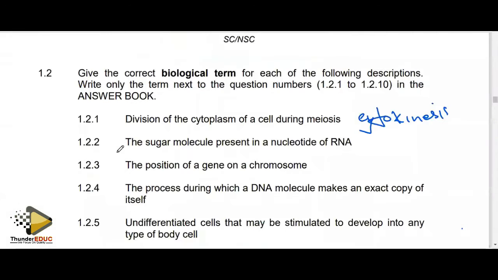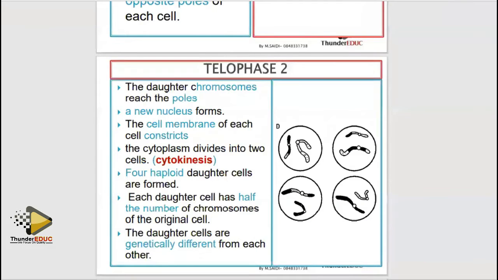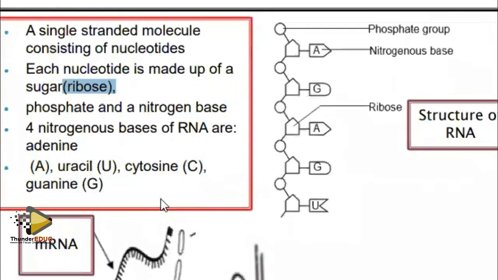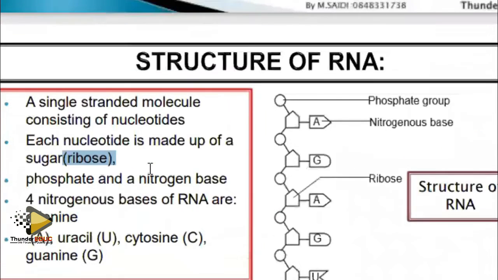Then we go to the next question: the sugar molecule present in the nucleotide of RNA. It means the kind of sugar found there is ribose. Where do we find this? We go back to our book on DNA. It says that a single-stranded molecule consists of nucleotides. Each nucleotide is made up of a sugar called ribose. So you see the answer is there. This is the structure of RNA, so ribose is the sugar located in RNA.